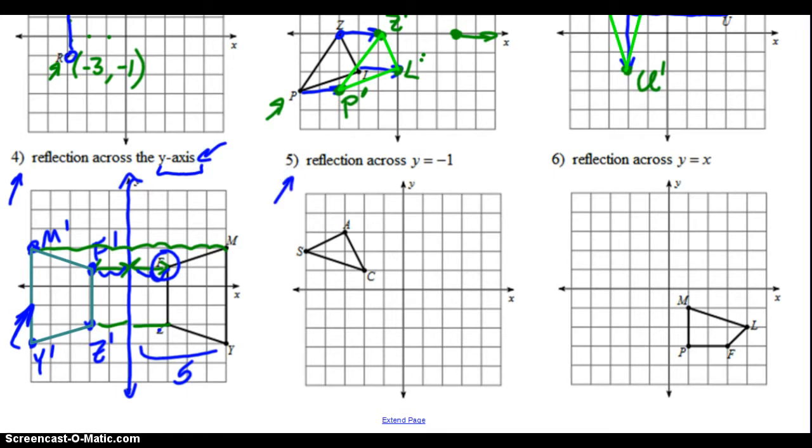Number 5, reflection across y equals -1. Again, you got to start by drawing that axis of symmetry. So y equals -1, that means y equals -1.